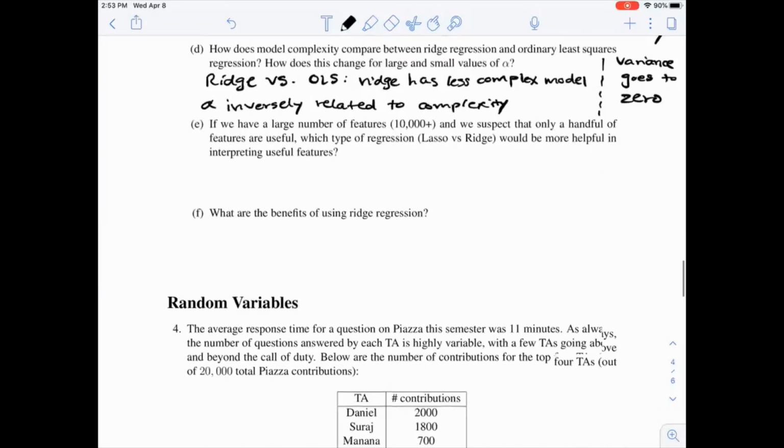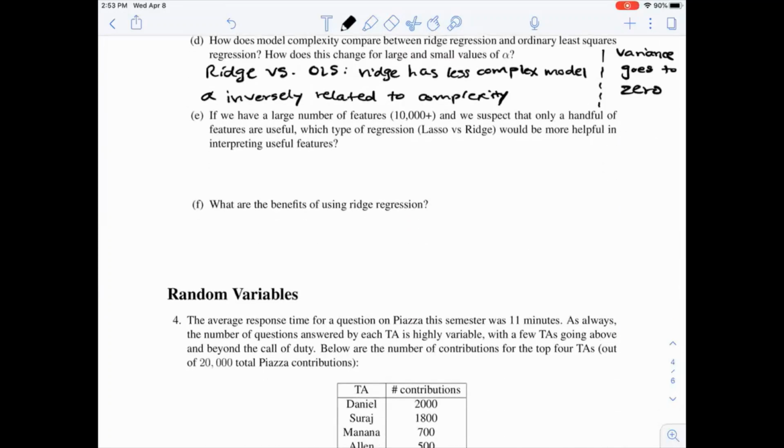Okay, part E. If we have a large number of features and we suspect that only a handful of them are useful, which type of regression would be more helpful? Well, we know that lasso sets several weights to 0. So lasso would be more useful.